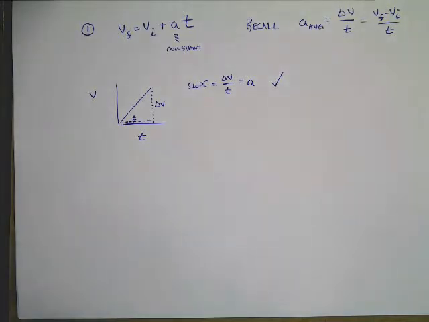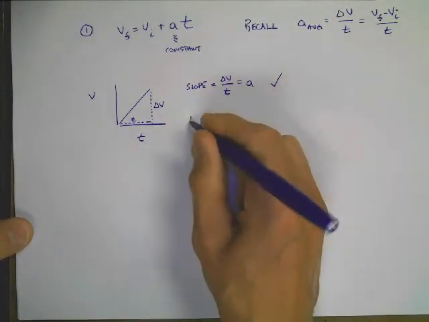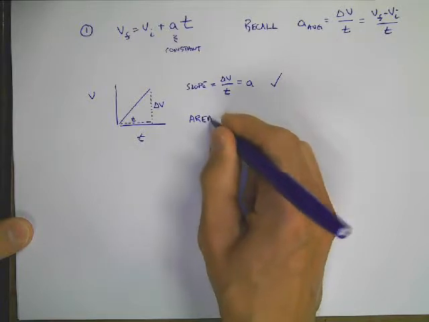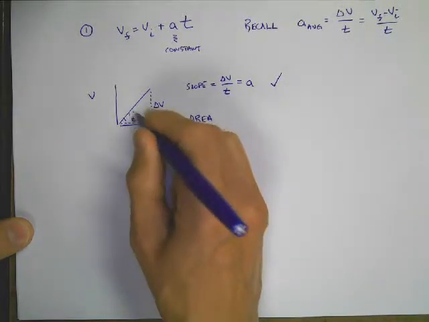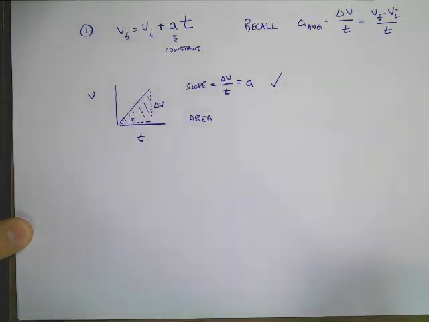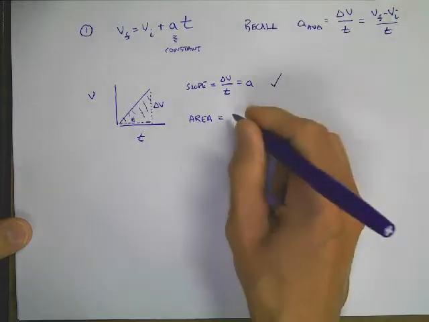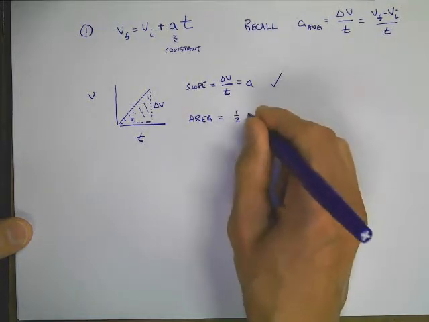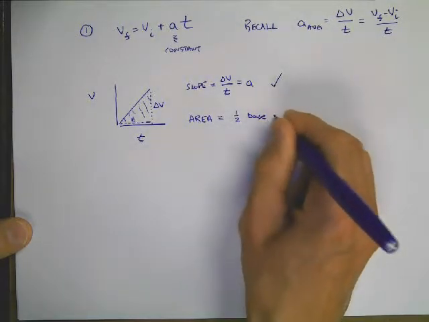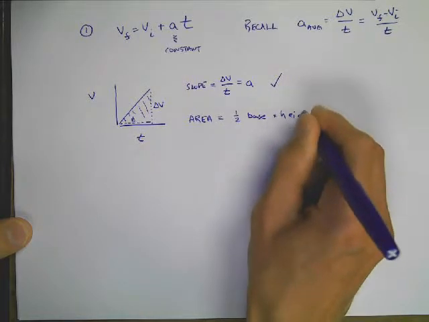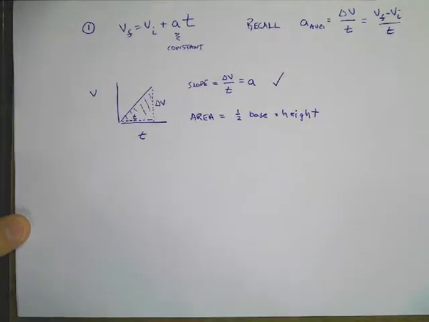Now, what else did we learn? We learned something about area. And if you say that you want to find the area underneath that particular line segment, you're really talking about finding the area under a right triangle. So that's equal to 1/2 base times height. And that makes sense.